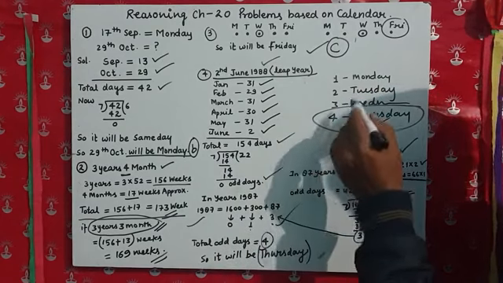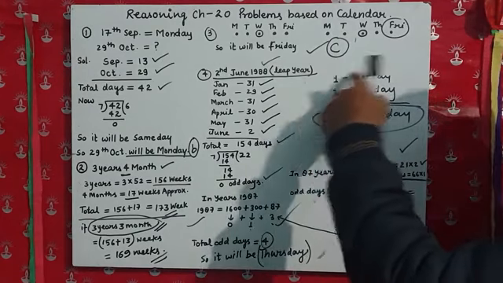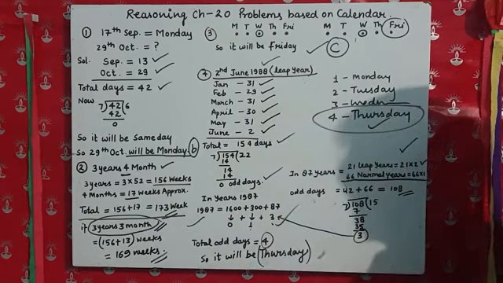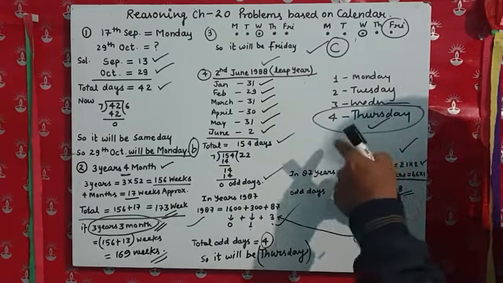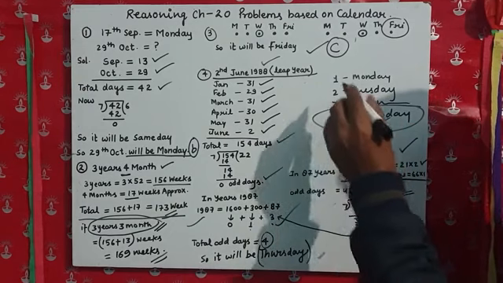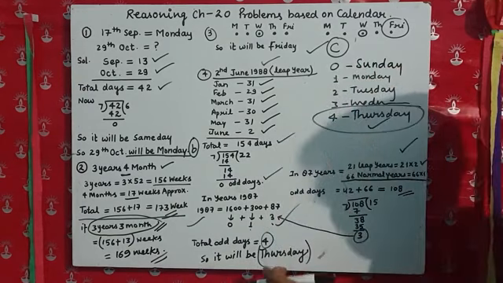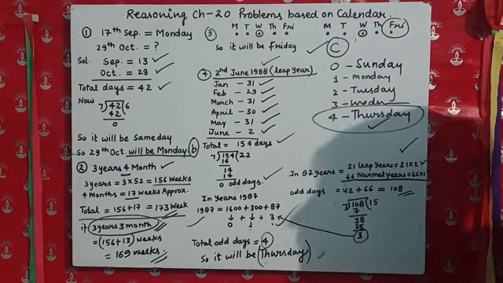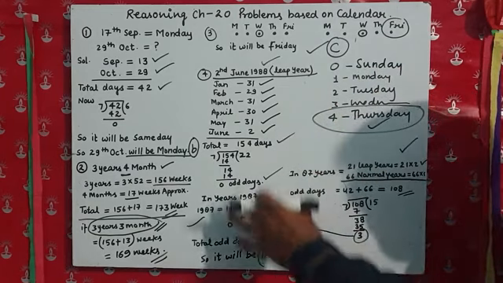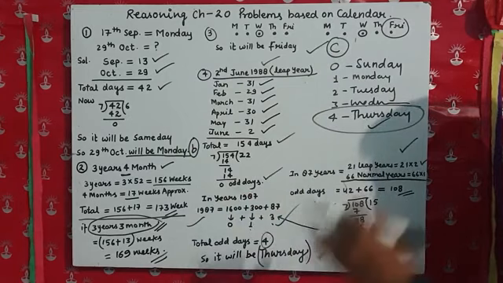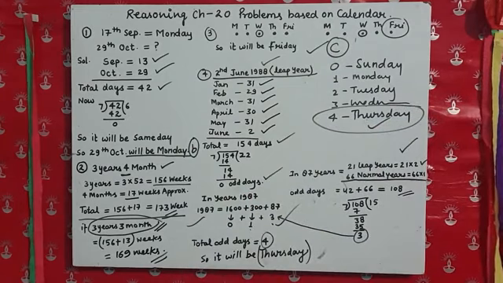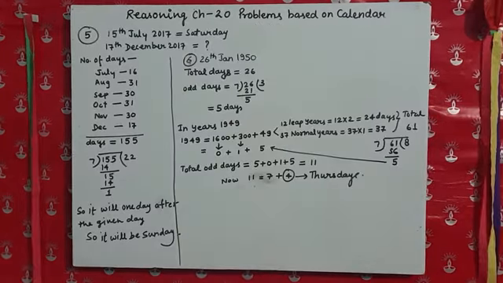After getting the number of odd days, if you are getting 1, then Monday, 2 Tuesday, 3 Wednesday, 4 Thursday, 5 Friday, 6 Saturday, and 0 means Sunday. If you are getting the number of odd days 0, then it becomes Sunday. Okay, so this is the theory of how you are going to solve this question. Now I am going to question number 5.